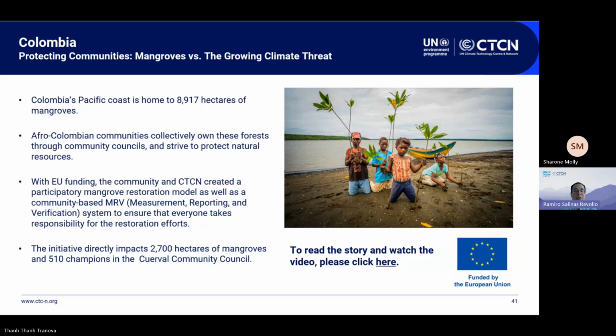We have also the case in Colombia that was protecting communities, mangrove versus the growing climate threat. In this case, we did a work specifically in the municipality of Timbiquí, which is located in the department of El Cauca in Colombia, which is home of nearly 9,000 hectares of mangrove, representing nearly half of the mangroves in the department. And this coastal area is collectively owned by Afro-Colombian communities through community councils, which oversees almost 3,000 hectares of mangroves.